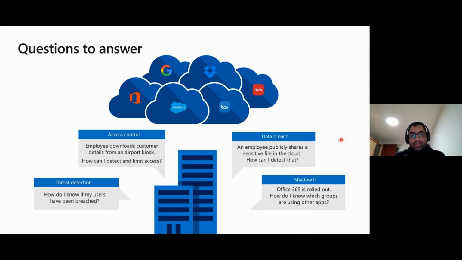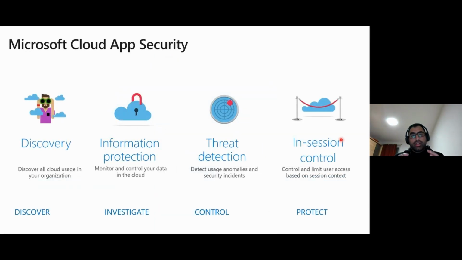Let's say access control: who is accessing from where. I'll show you this incident highlighted in the alerts, where I traveled to Pakistan and tried to access the Azure platform there using my credentials. It logged on and gave me the anomaly. Then threat detection, data breach, or shadow IT. So let's look at how cloud app security works.